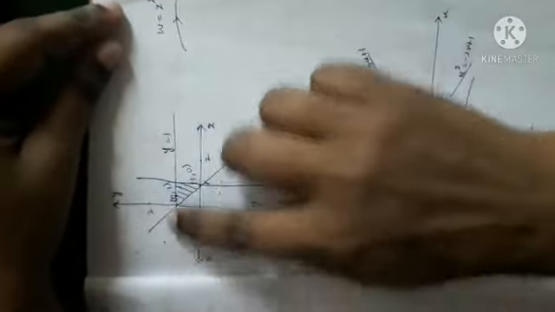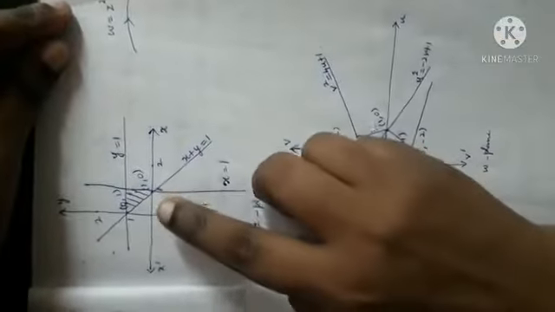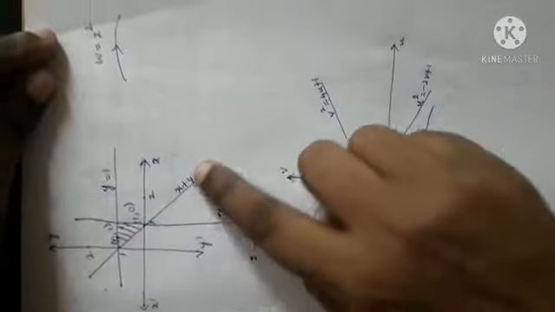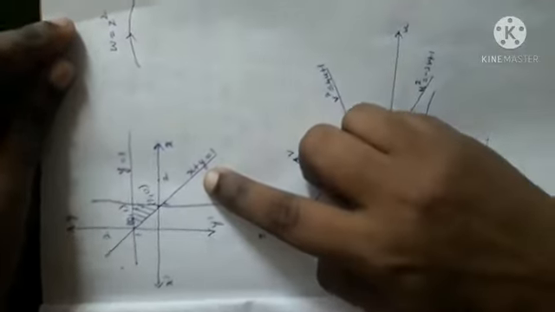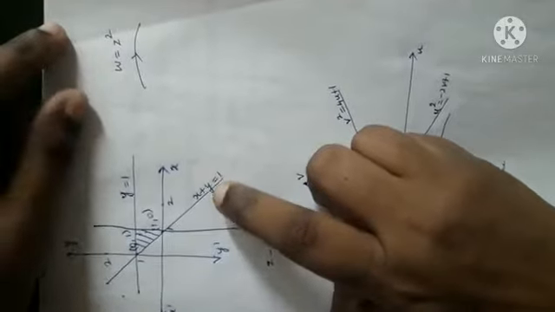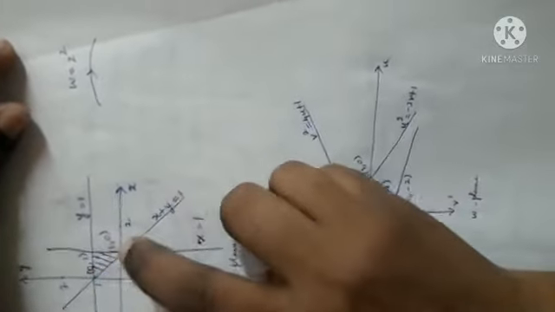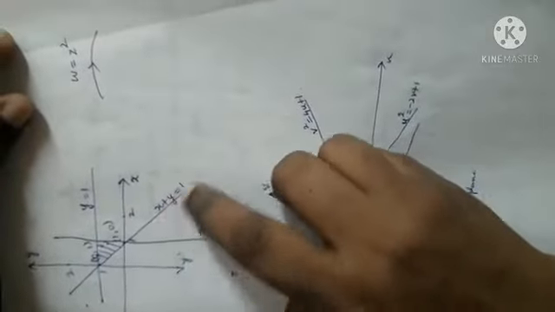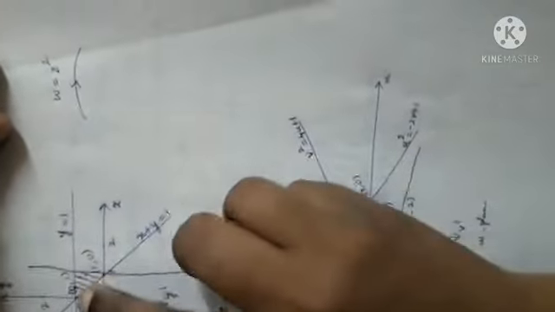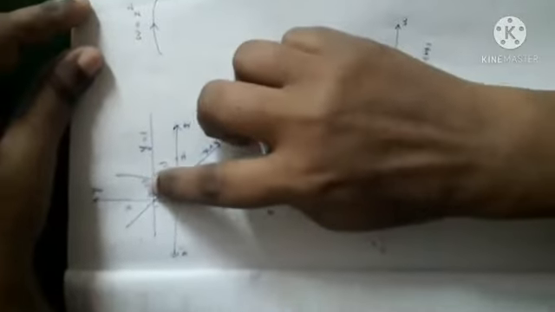Let us see. This is x equal to 1, a line parallel to y axis. Y is equal to 1 is a line parallel to x axis. X plus y is equal to 1 is a line which will pass through 1, 0 and 0, 1. It will pass through many points, but definitely it will pass through 0, 1 and 1, 0, because when x is 0, y is 1, and when y is 0, x is 1. So you can see the region is bounded by these 3 lines. So this is the region.